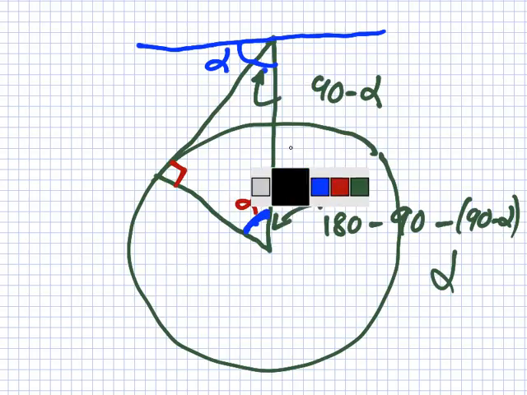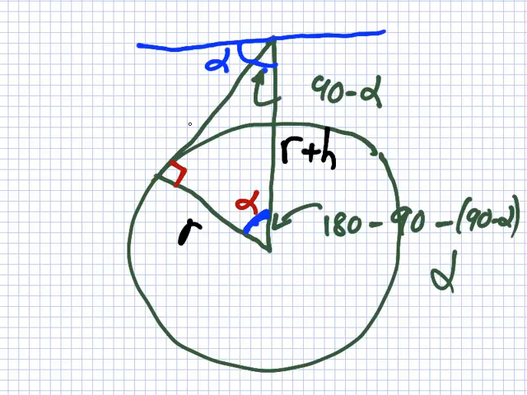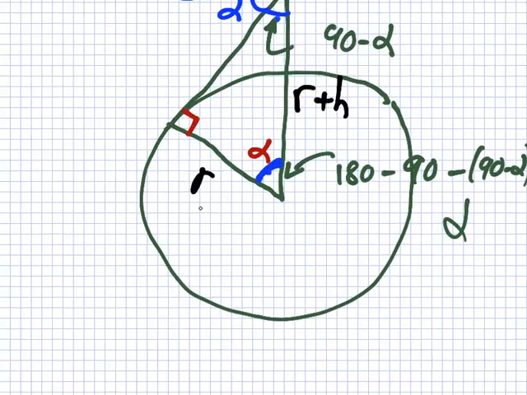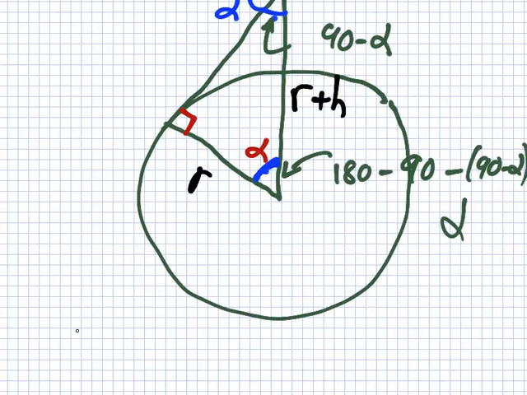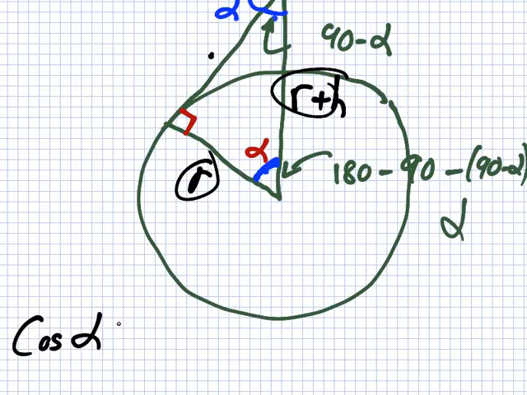This side is R plus H, and this side is R. Now, we could use Pythagoras to find this side, but we kind of want to avoid that. So what should I use here, sine, cos, or tan? I should use cos. If I don't want this side, if I want just to use this and this, I should use cos. So cos alpha equals R over R plus H.